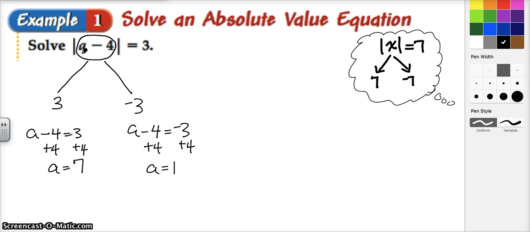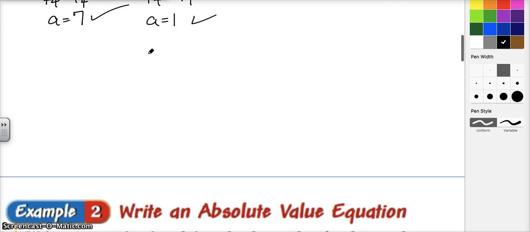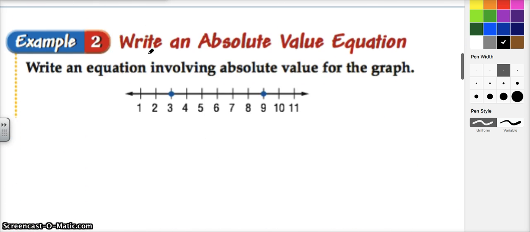Imagine putting 1 in here. 1 minus 4 is negative 3. The absolute value of negative 3 is positive 3. Boom. Let's try 7. 7 minus 4 is 3. The absolute value of 3 is 3. Boom. So I've got two different answers that work. And this is always going to be the case when we have absolute value equations. Let's check to see what happens when we have absolute value inequalities.